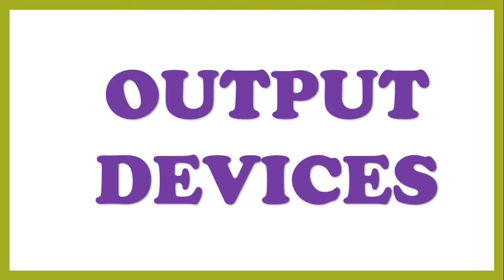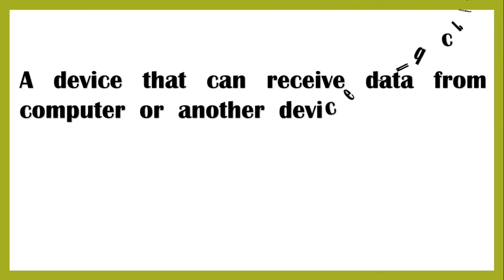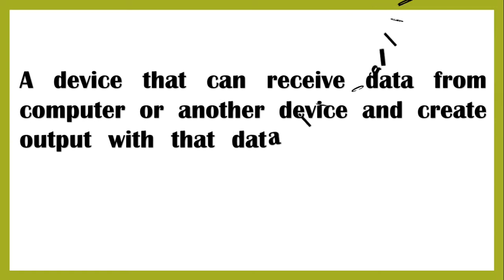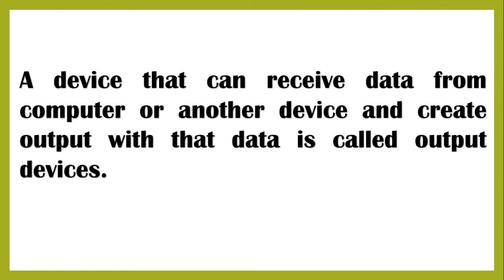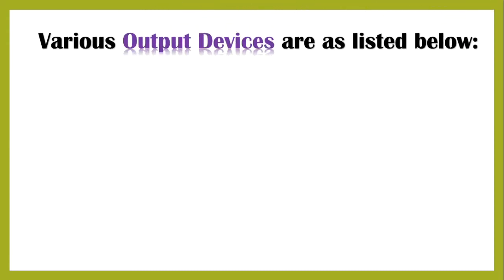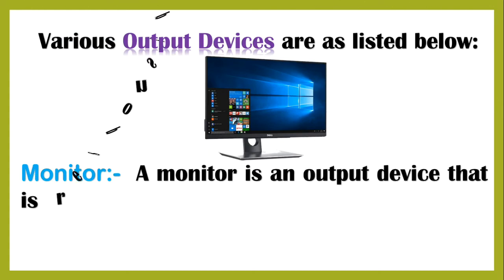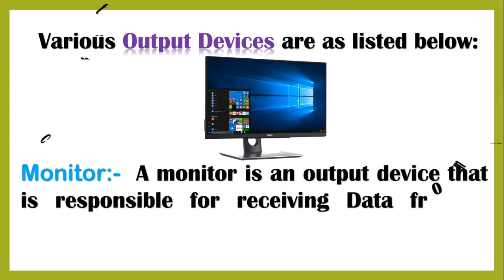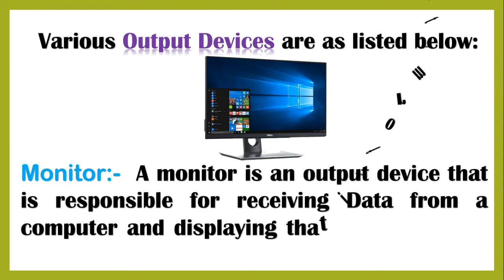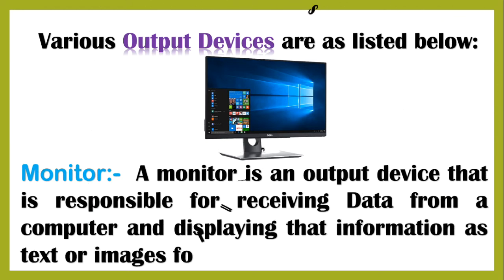Output devices. A device that can receive data from a computer or another device and create output with that data is called an output device. Various output devices are as listed below. Monitor. A monitor is an output device that is responsible for receiving data from a computer and displaying that information as text or images for users to see.